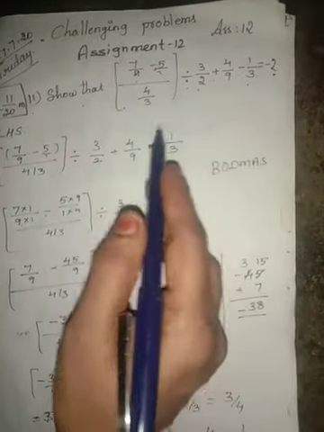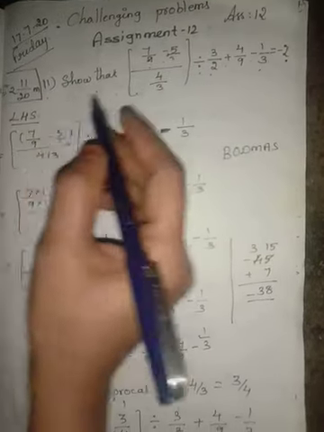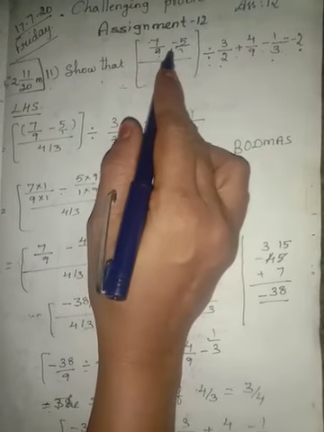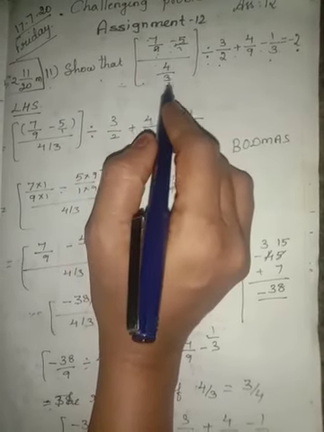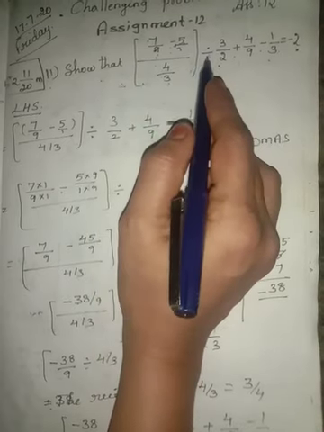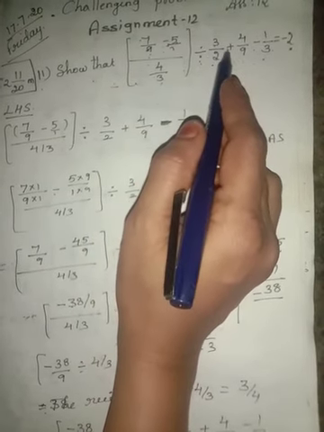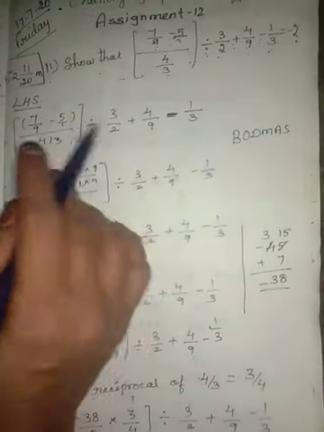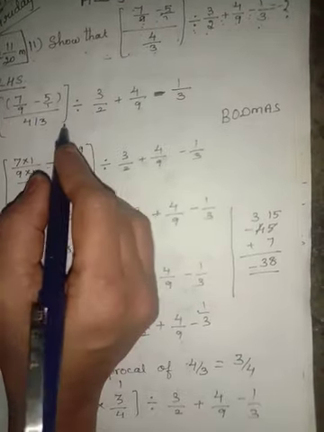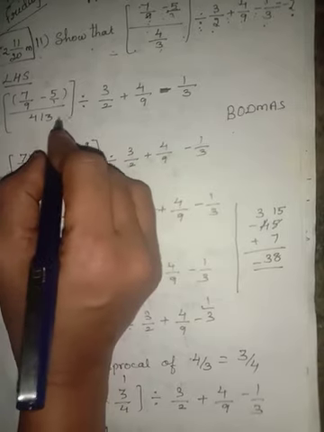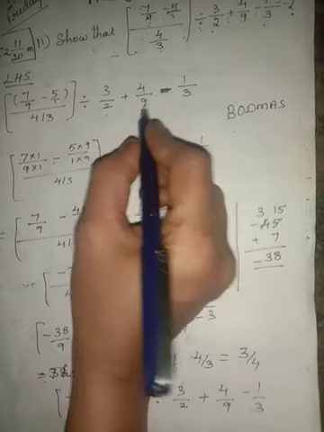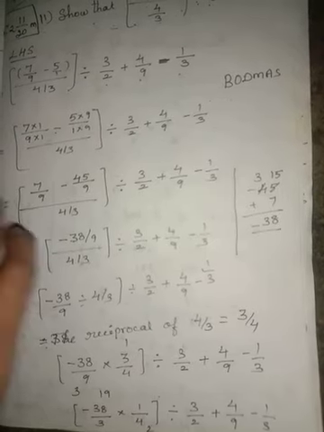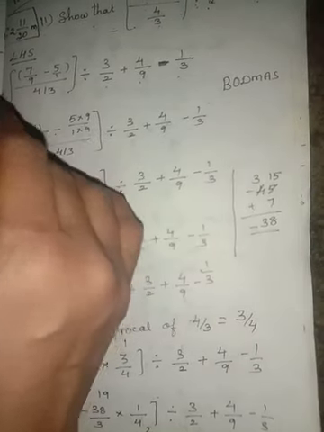So for that I take the left hand side only. What is the left hand side? (7/9 − 5 ÷ (4/3)) ÷ (3/2 + 4/9 − 1/3). Here we have four terms: 1, 2, 3, 4. So what operations do we take? It is confusing.